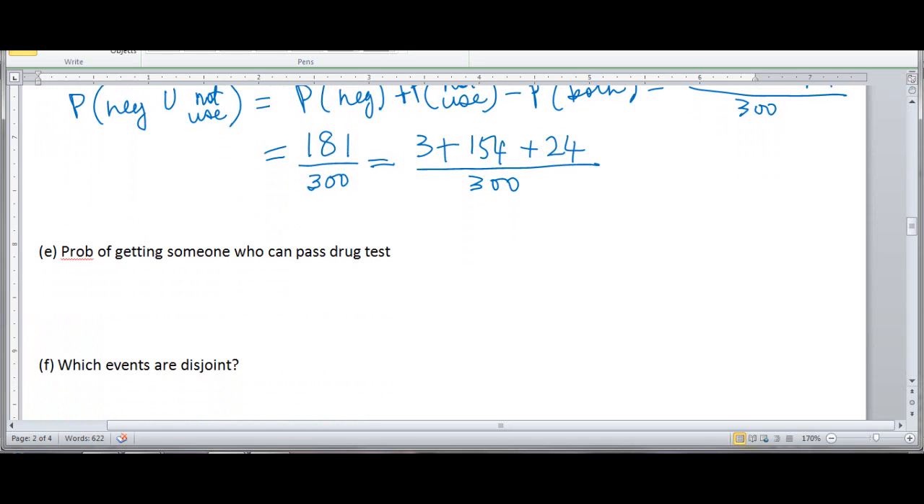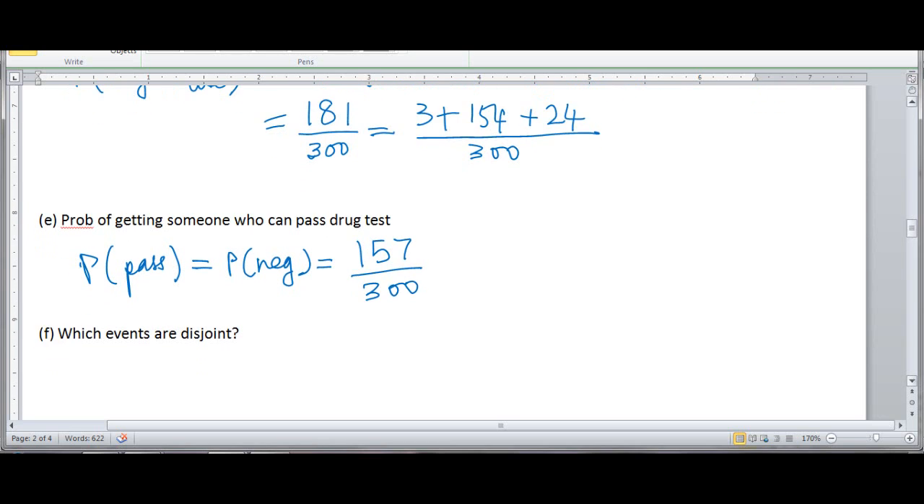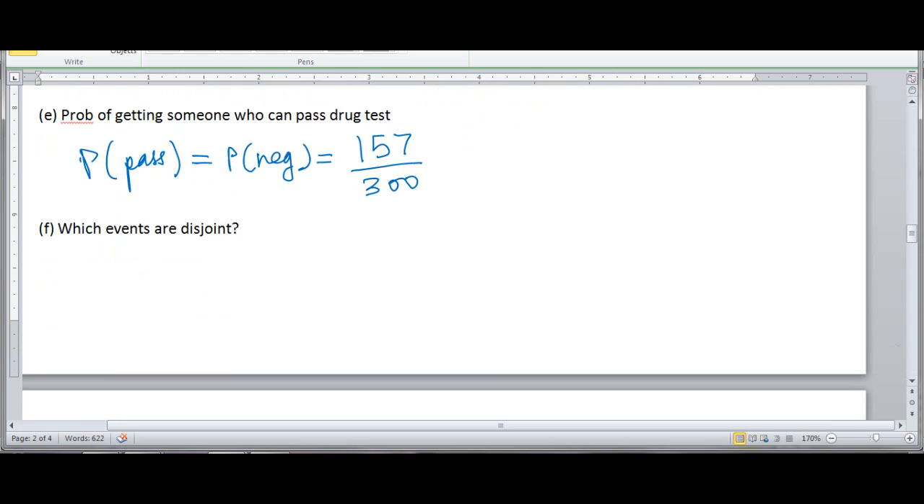What is the probability of getting someone who can pass a drug test? If someone can pass a drug test, that means that they have tested negative. So if you go back to the table and see how many people have tested negative, that's 157 out of 300. And again, you can leave them as fractions or you can turn them into percents.